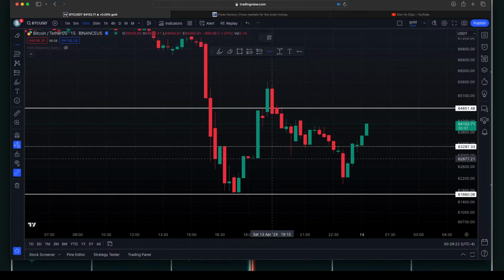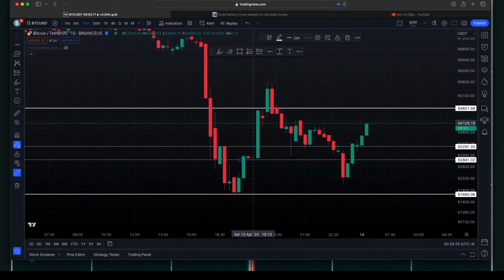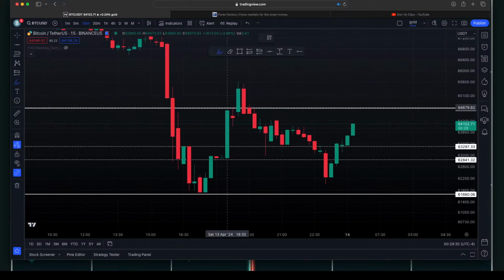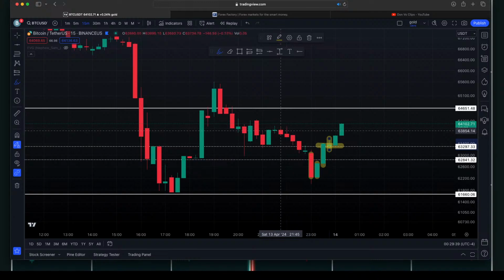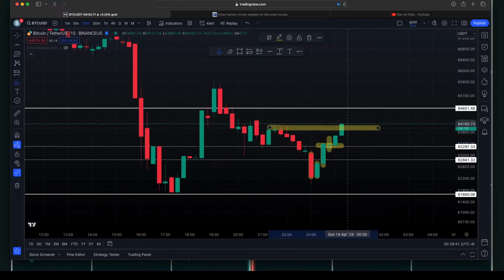Okay, so look, there's a low right here. There's also a low right there. And like I was saying earlier, look, the close below, the inside bar, the 42 break of this high, boom, usually targets this next area right here, and that's exactly where we're at.